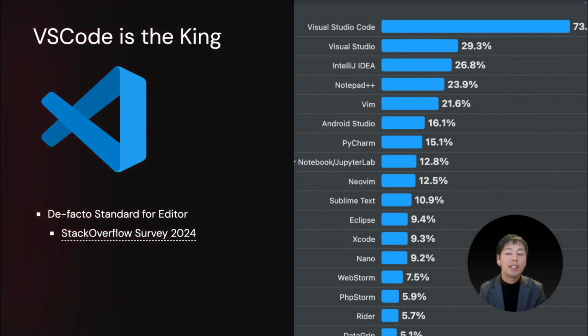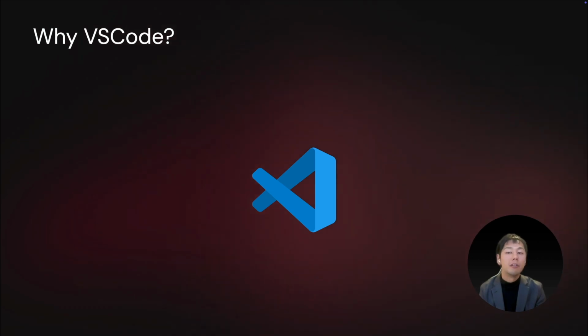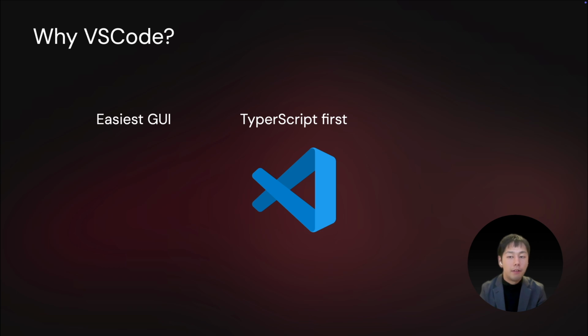As you know, VS Code is the most popular editor in the world, especially for web frontend. According to the Stack Overflow Survey 2024, VS Code is the most popular editor. So why do people use VS Code? VS Code is a GUI editor, so it's easy to use. VS Code is written in TypeScript, which means it's good for modern web frontend developers because most web developers use TypeScript for frontend.